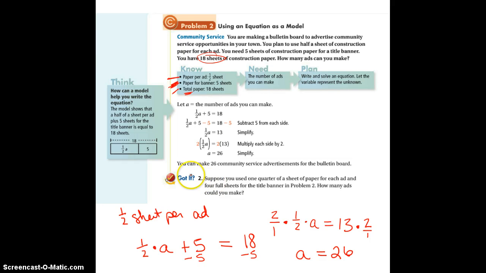All right, so this problem down here, suppose you use 1/4 of a sheet of paper for each ad. 1/4 of a sheet of paper means 1/4. So this would be 1/4 A because it's 1/4 per ad. This right here is 1/4 per ad. So 1/4 A. And we use 4 full sheets for the title banner. So we would have to add the 4 sheets for the title banner.